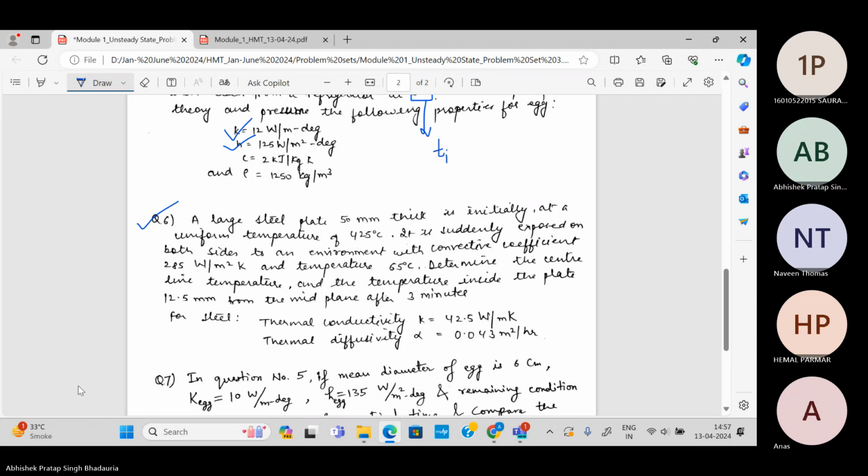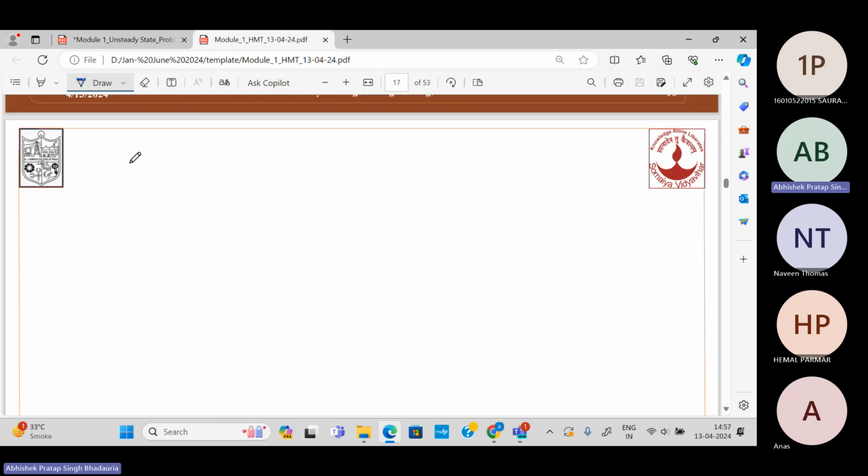Okay, we have to solve this. So let's see. This is problem number 6. The thickness is given as 50, so the semi thickness will be equal to 25.